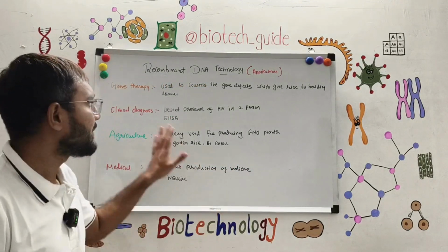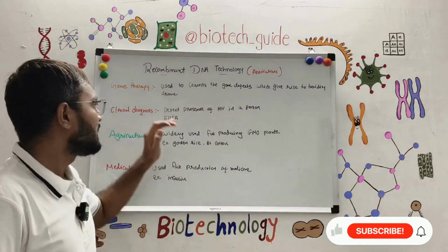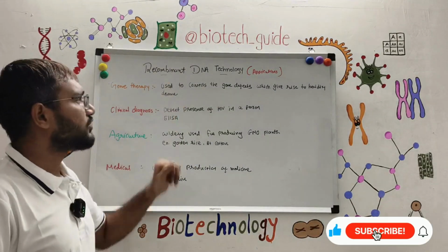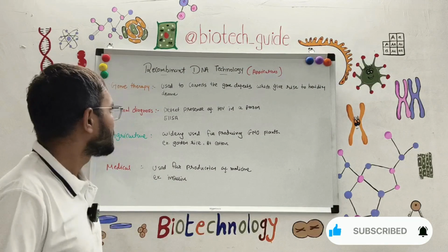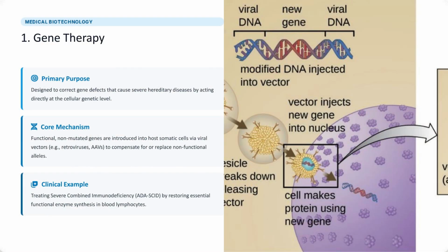Now let us discuss applications of recombinant DNA technology. These are the areas where it is useful. First, gene therapy. The purpose of gene therapy is to correct genetic defects that give rise to hereditary disease, right? In mechanism, we can say replacing or supplementing a mutated or non-functional gene with a healthy or functional copy of the gene directly inside a patient's cell, right? So this is the application of rDNA technology in gene therapy.